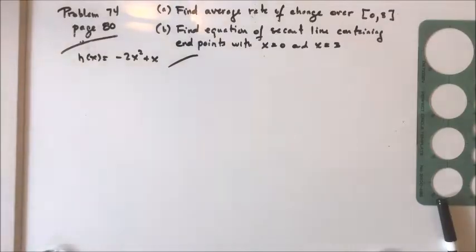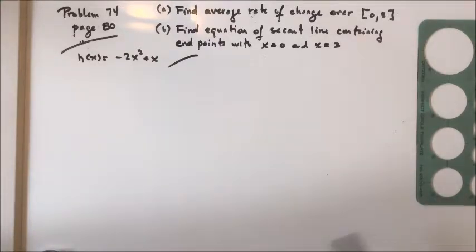Okay, welcome back. This is page 80, problem 74. This is a sister problem to two problems in your assigned homework 6. I think they're 73 and 75. And this problem gives the function h of x, as I've got listed down, and it says find the average rate of change over 0 to 3, and then find the equation of the secant line containing the endpoints at x equals 0 and x equals 2.